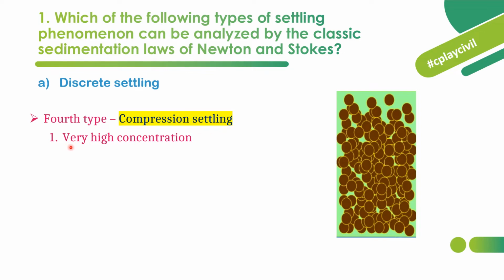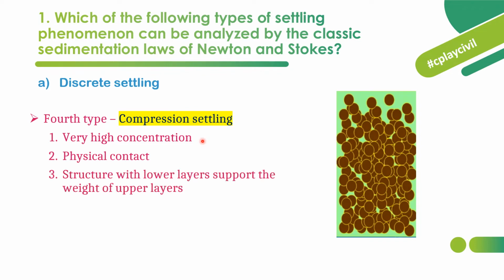This settling will happen when there is a very high concentration of suspended solids or bioflocs, and the physical contact between the particles will be more. The structure with lower layers supports the weight of upper layers. So this is the lower layer, and this lower layer will support the upper layers because of compression. Compression will squeeze out the water, and supernatant liquid will be formed due to compression settling. This supernatant liquid will be formed in sewage treatment, not in drinking water requirements.